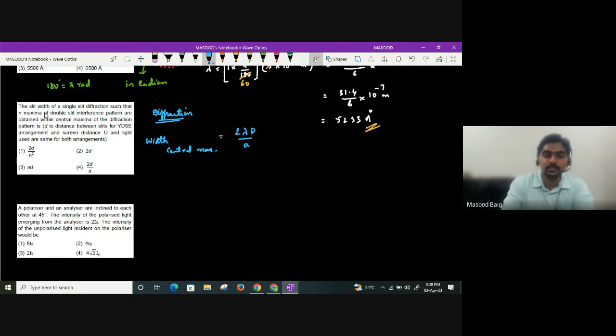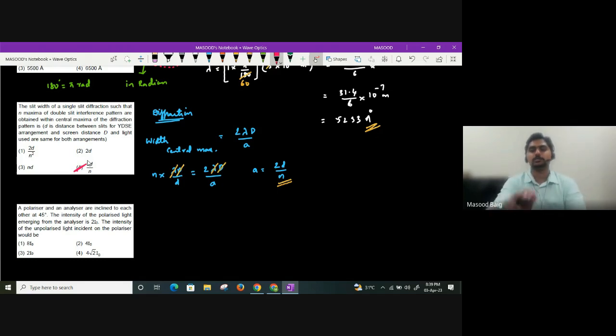What they are saying is, how much should be the slit width such that n maxima of double slit interference are obtained within the central maxima. So within this much width, n maximas are formed. So we can write n into the width of each maxima in the interference pattern, lambda capital D by small d, should be equal to 2 lambda capital D by small a. From this we can cancel capital D and lambda. They're asking us the a value. We can write it as 2d divided by n. Understood?